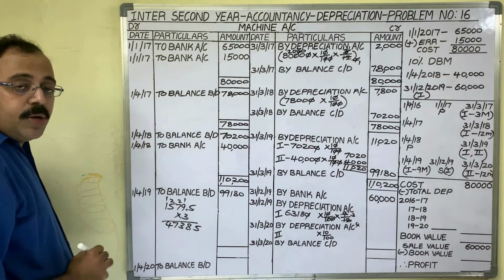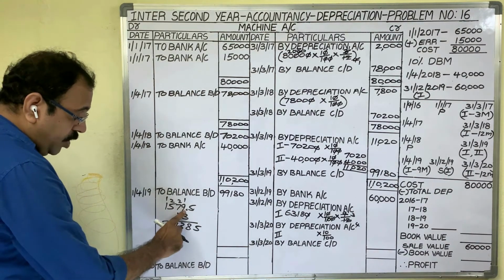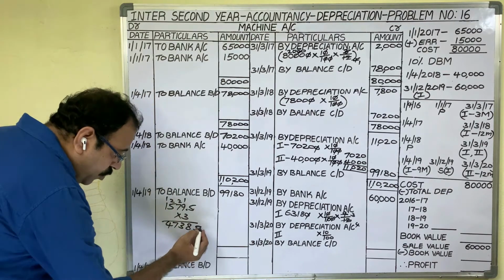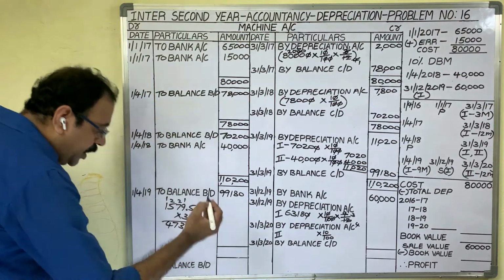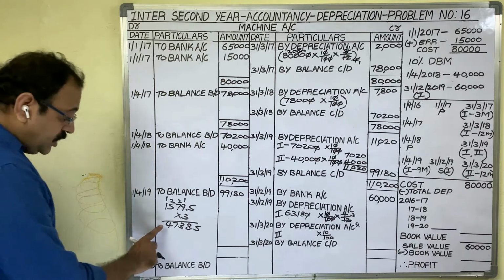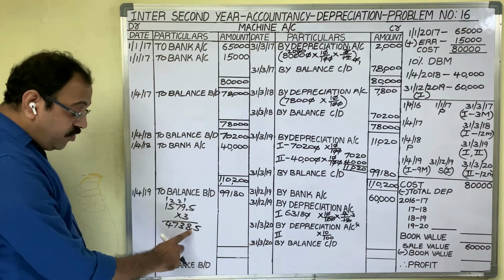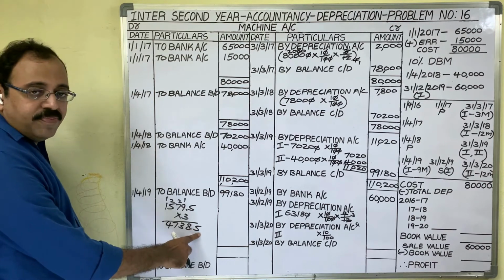Now, where to put the point? After the point, one digit is there. In our answer also, before one digit, put the point. So the answer is 4738.5. After the point, 5 came.